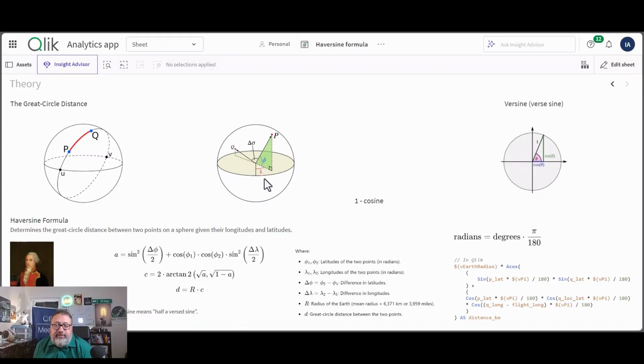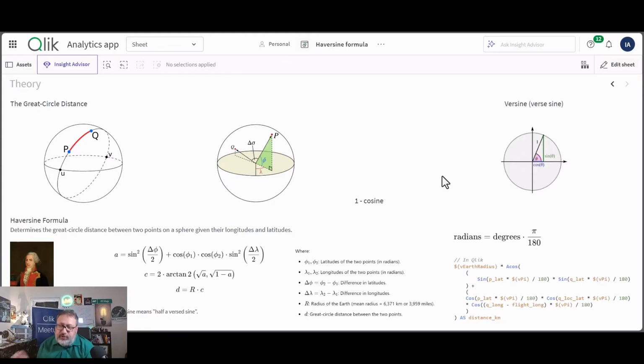Well, we use trigonometry, but a special kind of trigonometry. What we are provided as input, which you can see here in blue and in red, are the angles of longitude and latitude. That is important. For that, we need a concept called the versine, or verse sine, which is just a fancy term for 1 minus cosine. Why is that important? Don't worry about it. If you want to understand it more, you can Google it and do your own research. But let's focus on how we do this in Qlik, with just a little bit of theory.